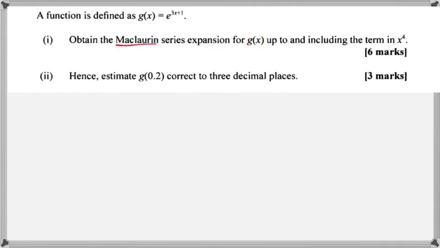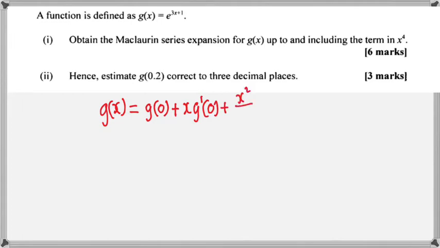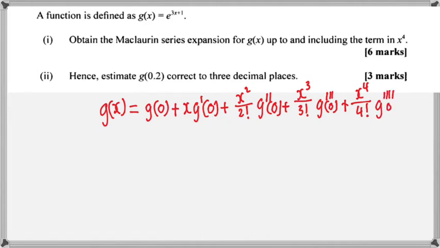So from the time you think Maclaurin series expansion, what should come to mind is this formula here. g of x is equal to g of 0 plus x by g prime of 0 plus x squared on 2 factorial by g double prime of 0 plus x cubed on 3 factorial by g triple prime of 0 plus, am I missing anything? No, I'm not. x to the 4th on 4 factorial by the 4th derivative of g at 0, plus dot dot dot. Right, the series goes on to infinity.